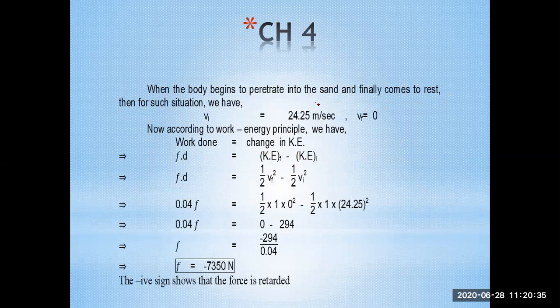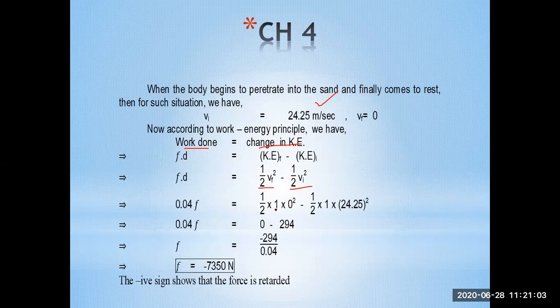This is basically the gain, the change in potential energy. Here is the velocity which we have calculated on reaching the ground. Now, according to the work energy principle, the amount of work done will be the change in kinetic energy. What will be the change in kinetic energy? This change in kinetic energy will explain the amount of work done against friction.